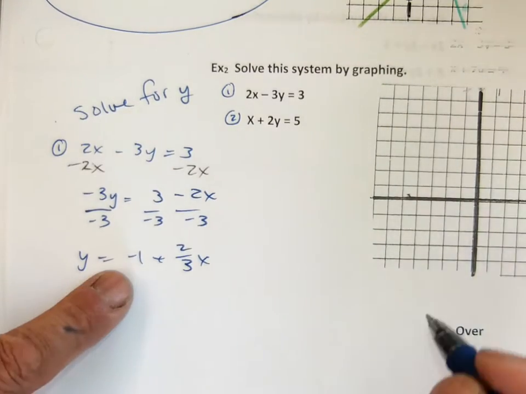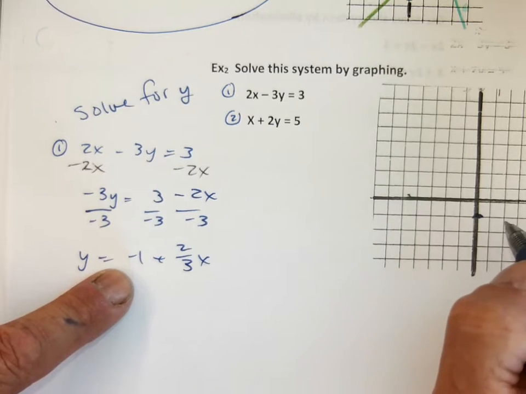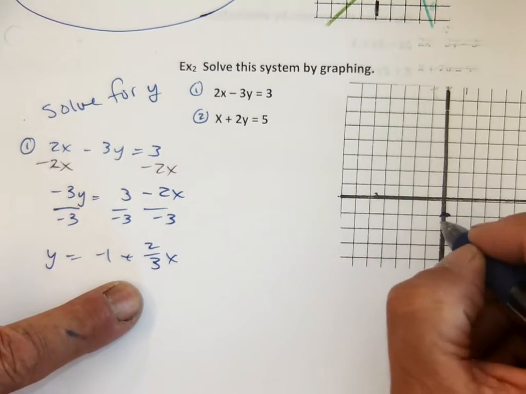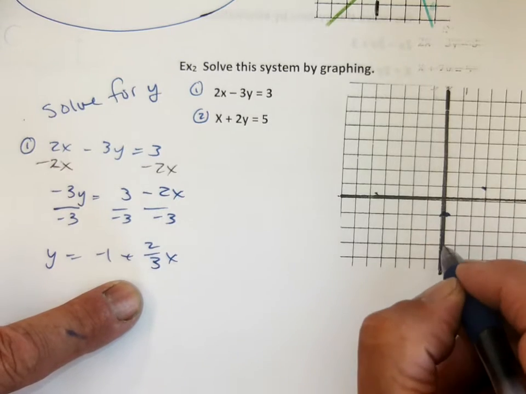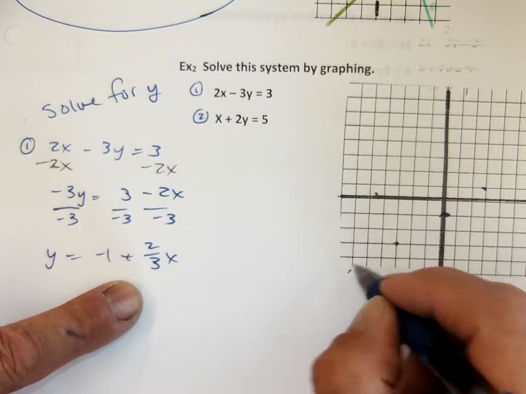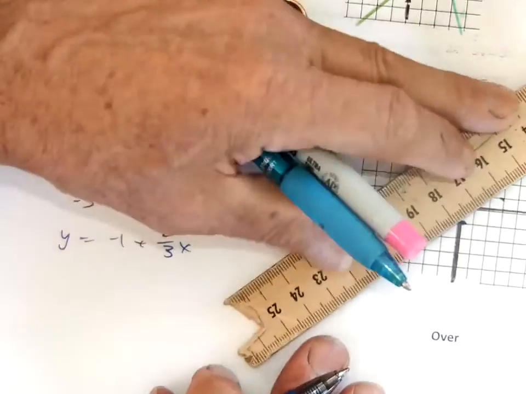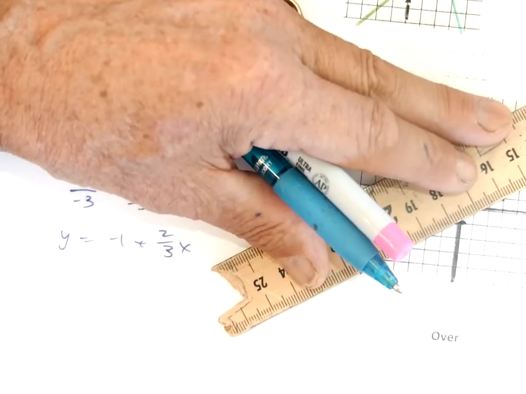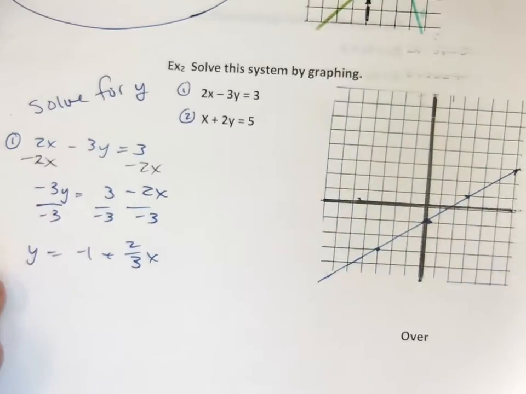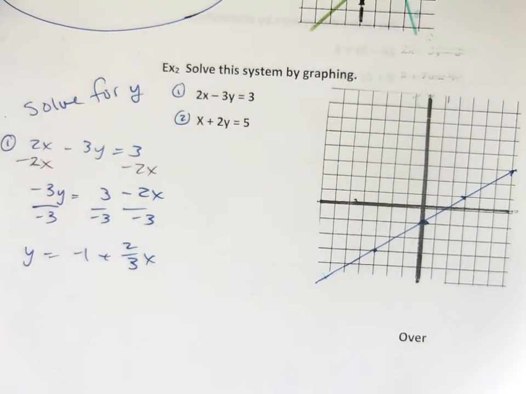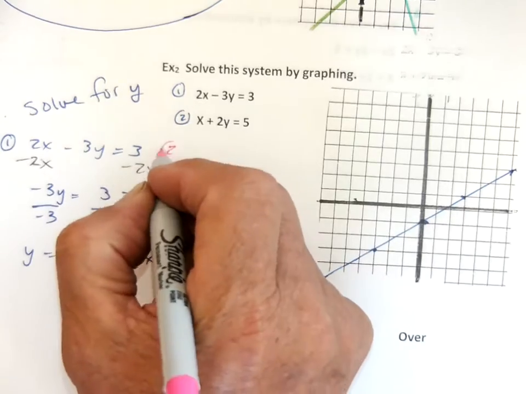Start at -1 as a y-intercept. I'll go up 2 over 3, which is my slope. Okay. My second line I'll do in a different color.